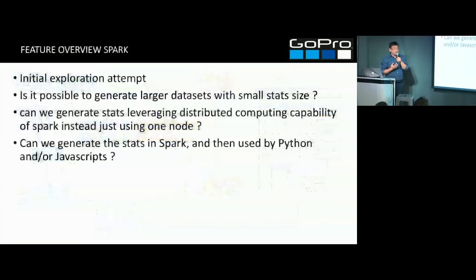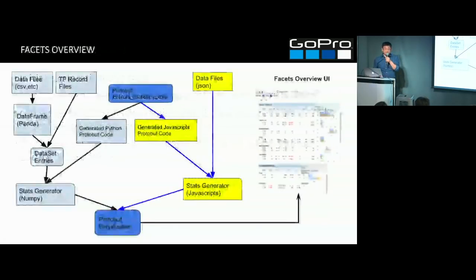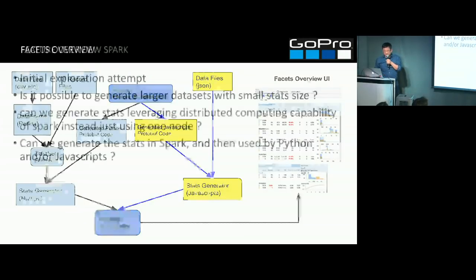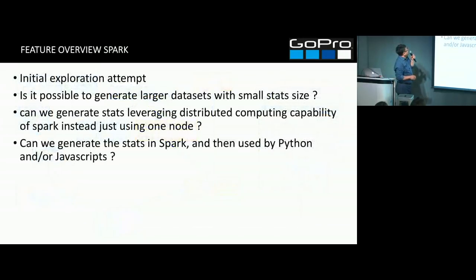So what do we do to say, hey, wait a minute, this doesn't work for the data that I'm working with, mostly Spark and big data. So what if I basically generate this data frame instead of using Pandas? I'm just using Spark. So this is what we did. It's possible to generate a large data set, but with a small Protobuf for the stats file size.